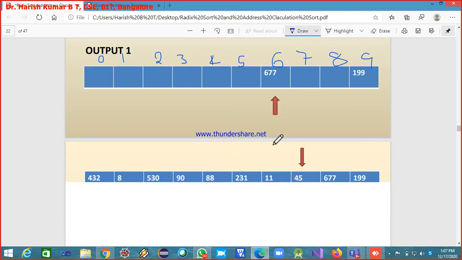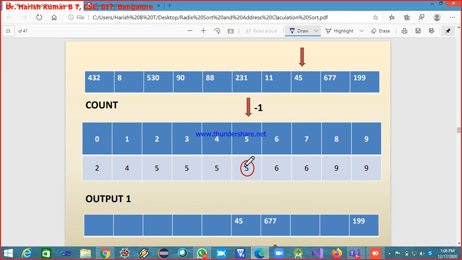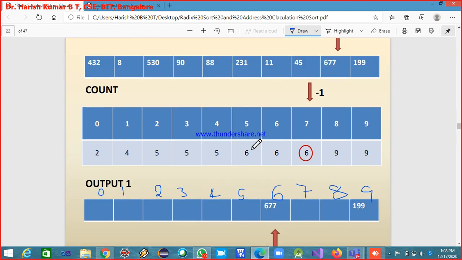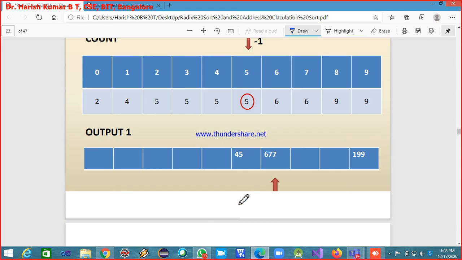Okay. Next is 45. Again I take the digit which is present at the ones place, it is 5. Now accordingly I go for accessing the cumulative count in my counts array. The cumulative count is what? It was 6 earlier. If you come here, it was 6, and from this 6 I am doing minus 1. I get it as 5. That means the 45 will take the position 5th in my output 1 array.